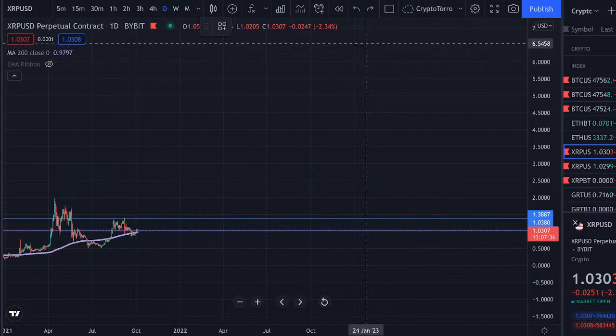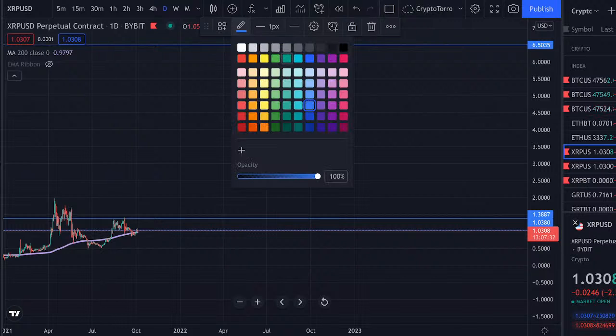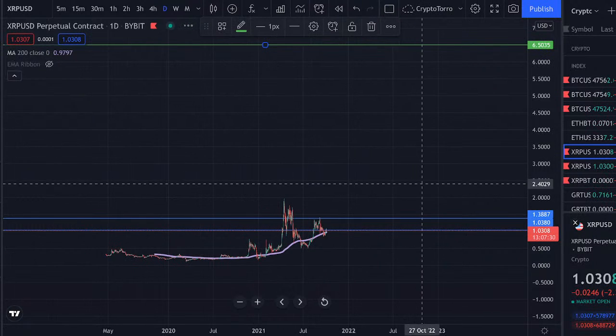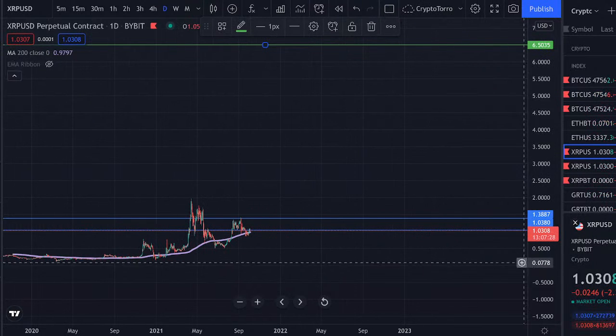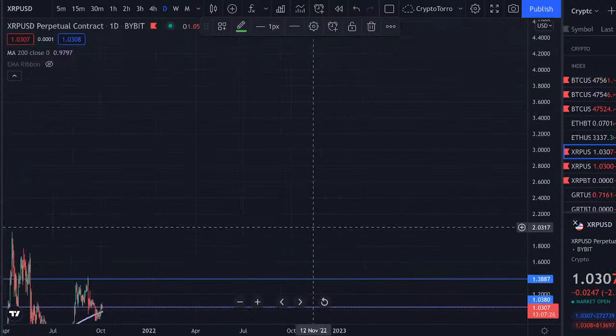And as well, I would like to place a horizontal line over here in green to see if we are going to reach this target by the end of this year, what I think is very likely to occur.